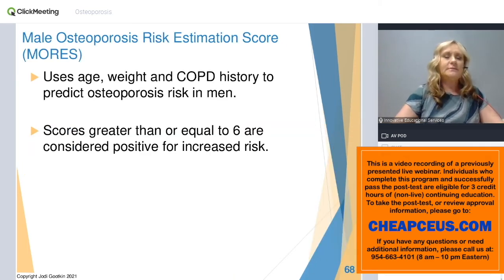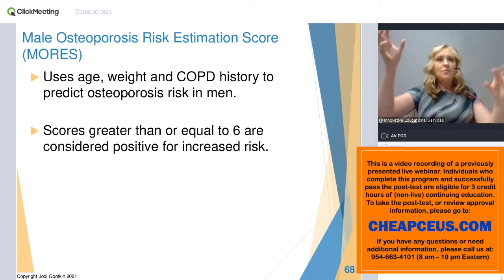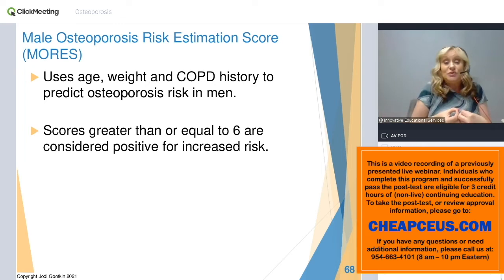The last one is the Male Osteoporosis Risk Estimation Score, the MORES. This was developed by looking at the Haynes data, and they developed it in reverse. They already knew from the national data who developed osteoporosis, and they pulled all the different indicators to keep trying to figure out a score that would land on those individuals in the future to hopefully catch them sooner.